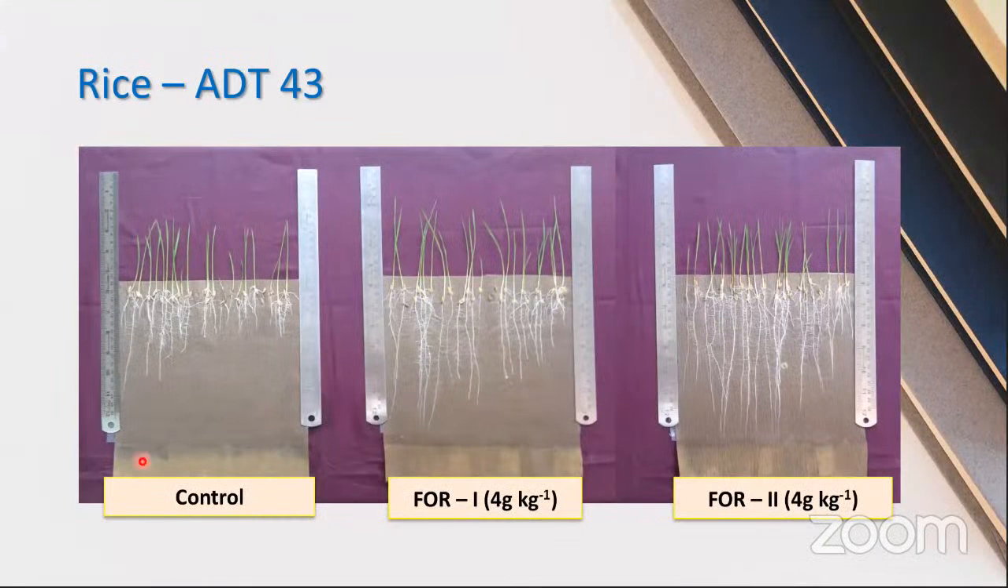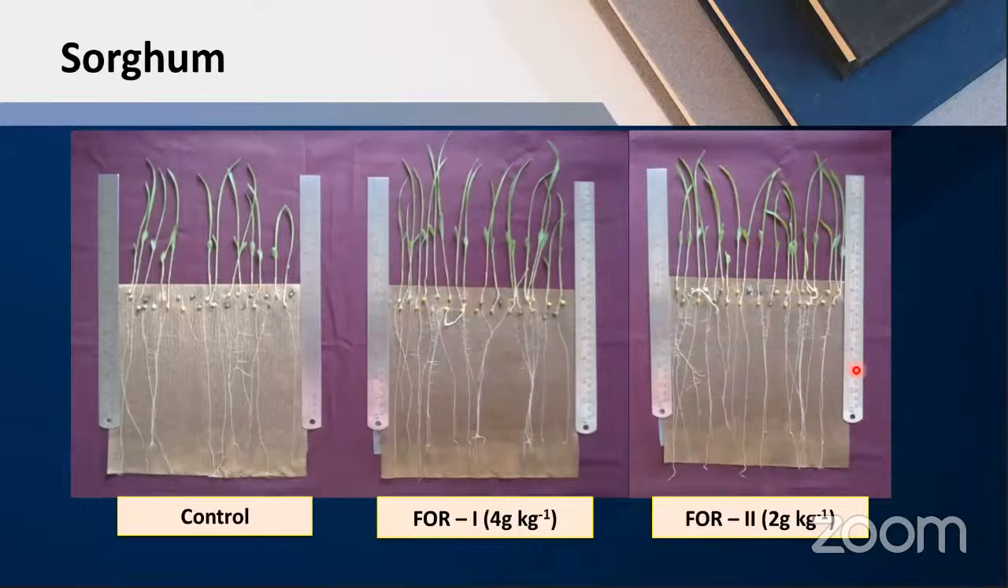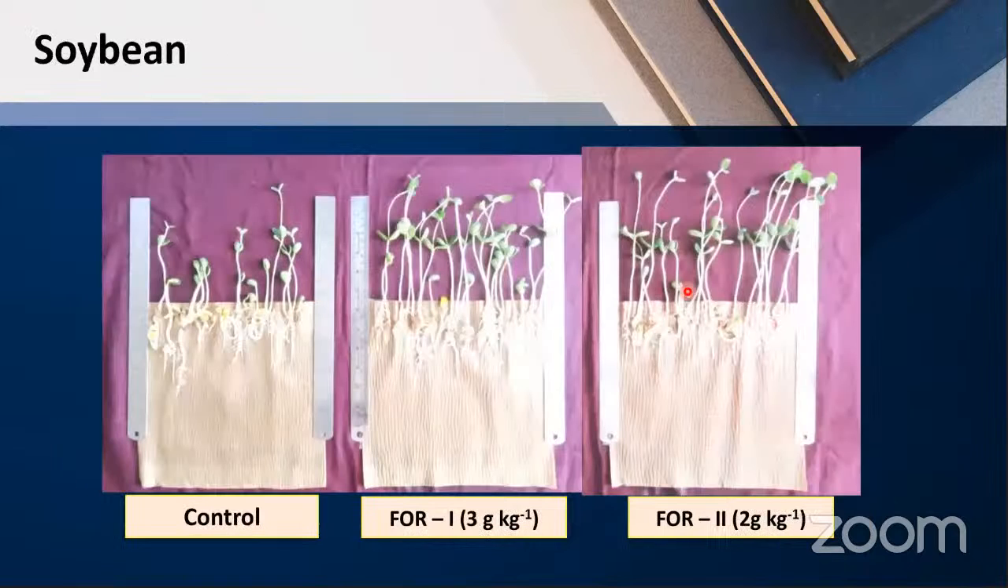So this is the control. This is formulation 1, 4 grams per kg of seed. This is formulation 2, 4 grams per kg of seed. You can see the root growth, compare it with the control. So this is maize. This one is so good. And this is sorghum. And this is soya bean. You can see the difference.